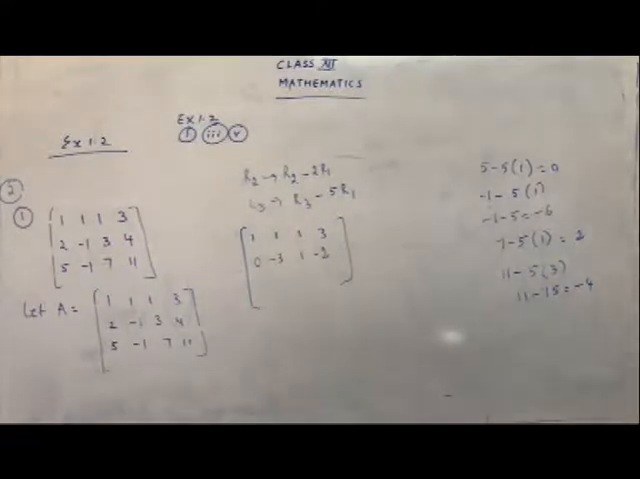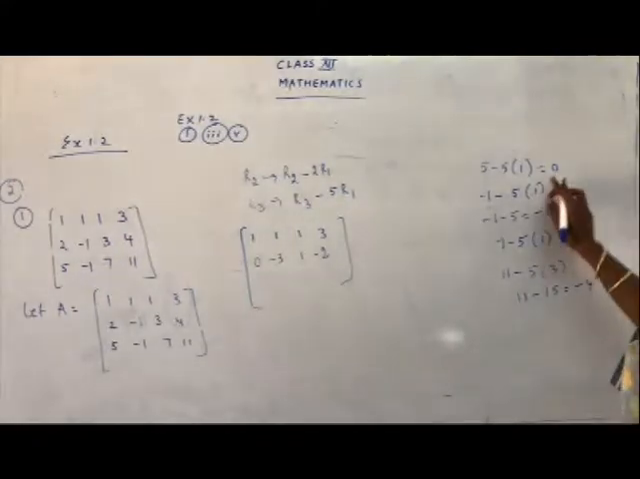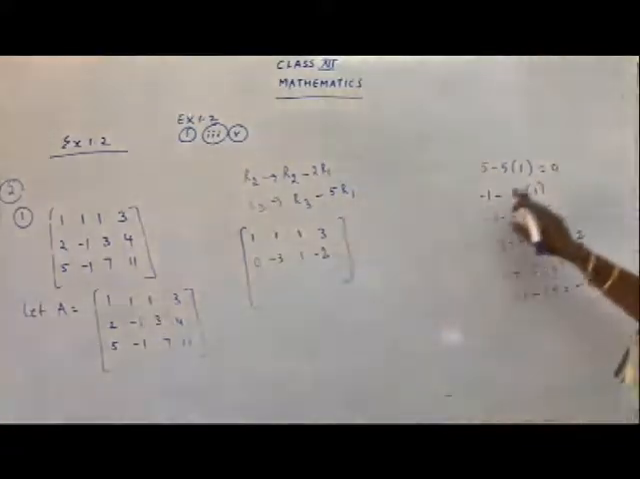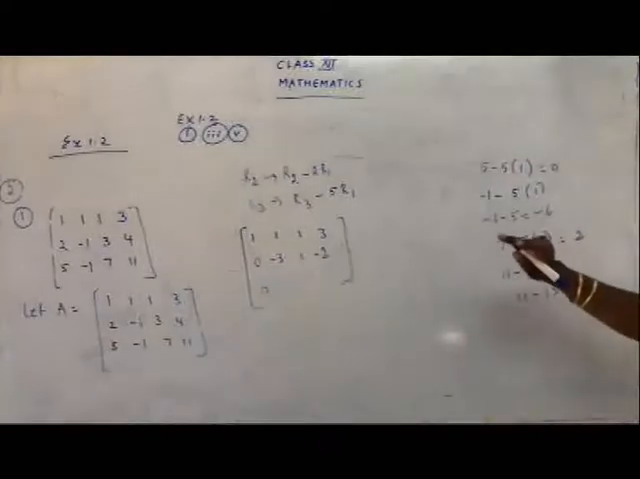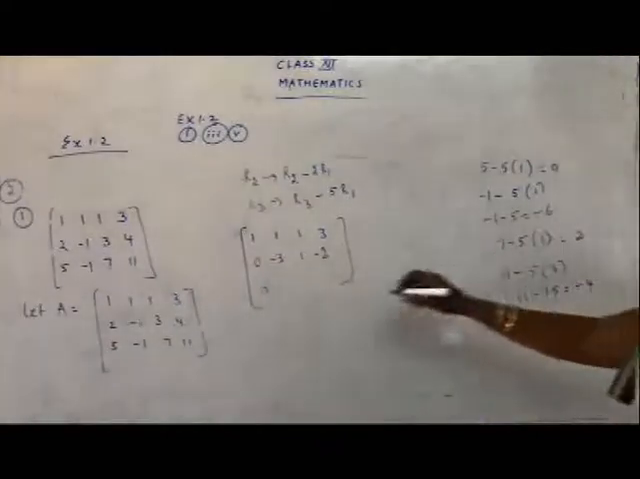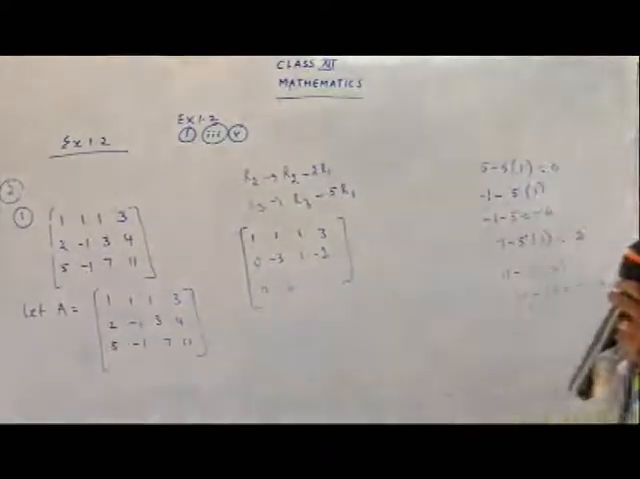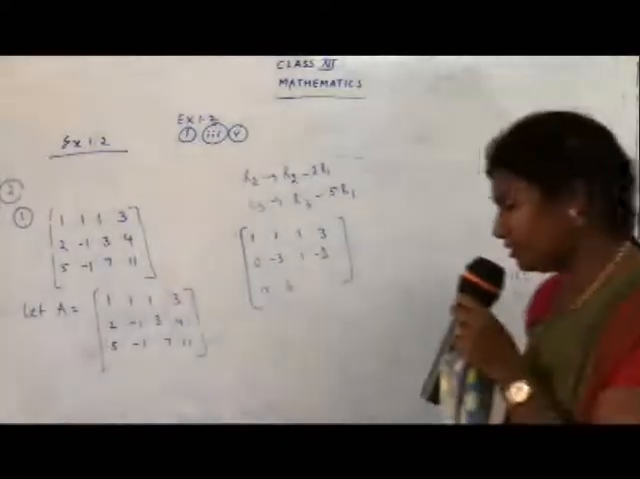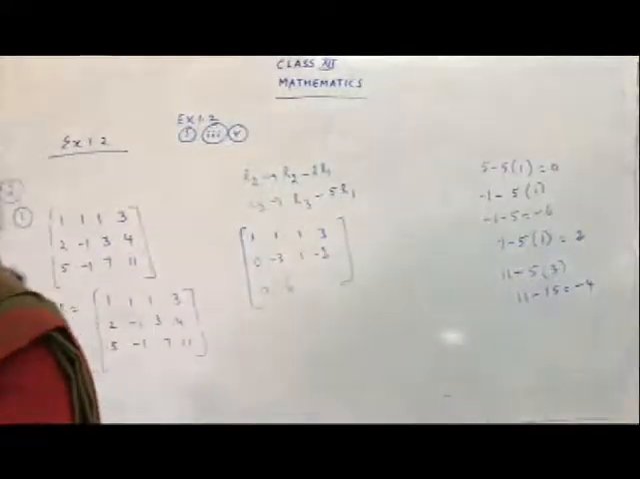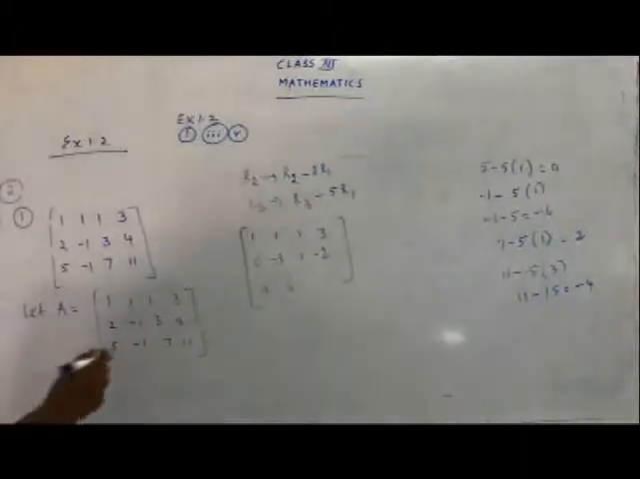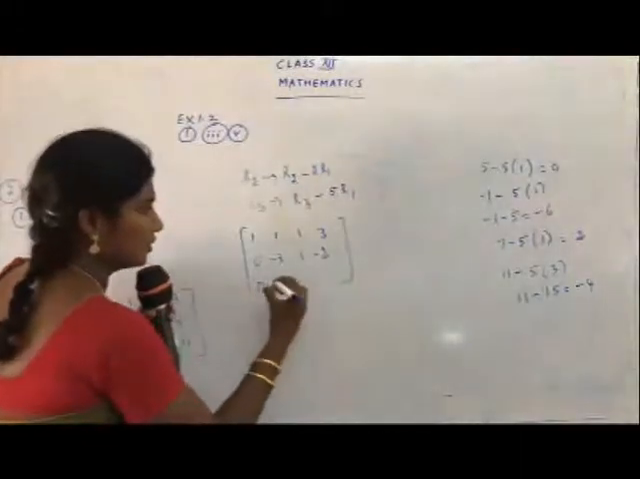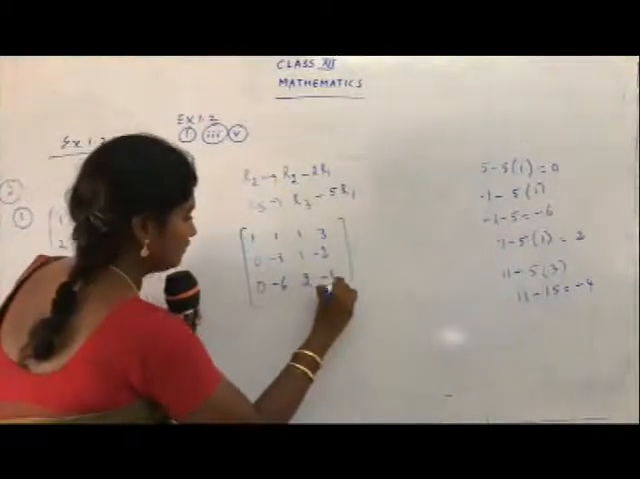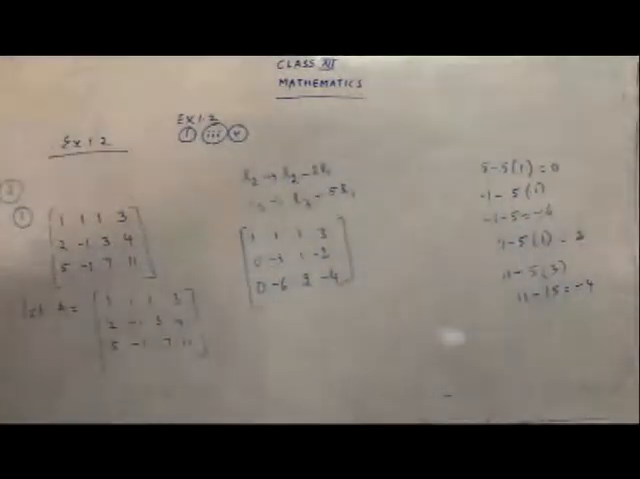Now let's write the numbers. Here the 5 has been changed to 0. Minus 1 has been changed to minus 6. 7 has changed to 2. And 11 has changed to minus 4. So the row is 0, minus 6, 2, minus 4. So we have completed the first work.